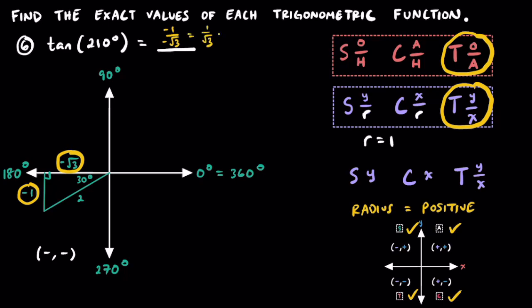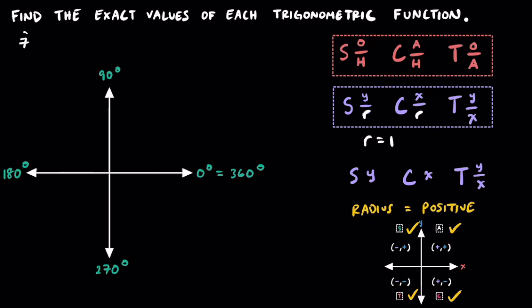And to rationalize this denominator, we can multiply this by root 3 over root 3, and our final solution is going to be root 3 over 3. So a little bit of extra work we had to do to rationalize the denominator, but there is our ratio: tangent of 210 degrees is equal to positive root 3 over 3. Whether you use your x and y values and keep in mind the positive and negative signs, or you use your ASTC, in quadrant 3 tangent should be positive. Okay, so there you go.